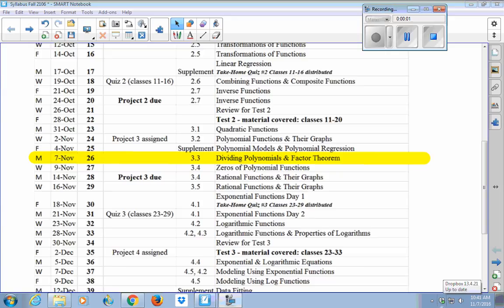Class 26. We're going to be looking at a very important theorem that has to do with polynomial functions called the factor theorem. And to help us with this factor theorem, we're going to actually learn how to divide polynomials. And there's two methods for dividing polynomials.